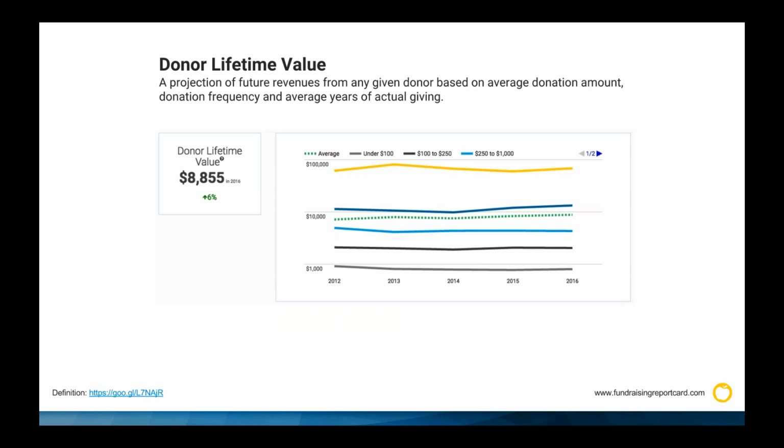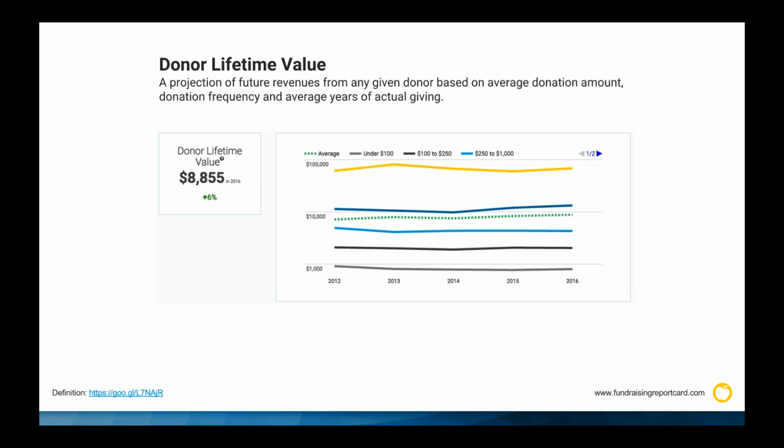Next, we'll move on to lifetime value. And lifetime value, admittedly, is more complex than growth, but it's unbelievably powerful. So donor lifetime value is a projection of future revenues from a given donor based on a few inputs, which are average donation amount, donation frequency, and average years of actual giving. You may also hear me refer to that as lifespan, how long a donor maintains a relationship with your organization.